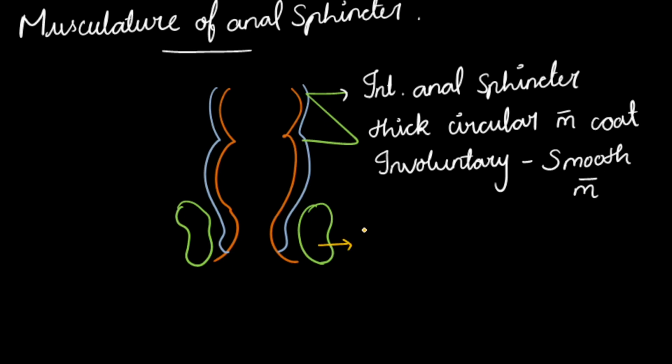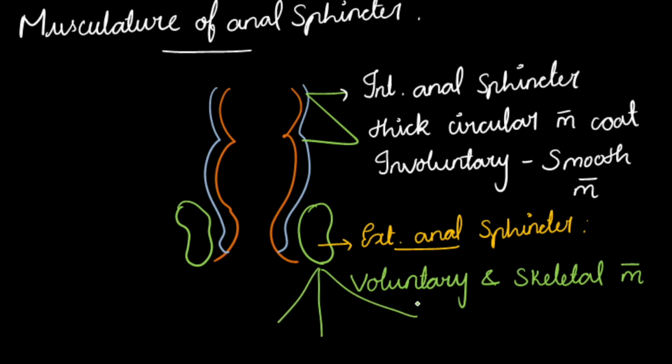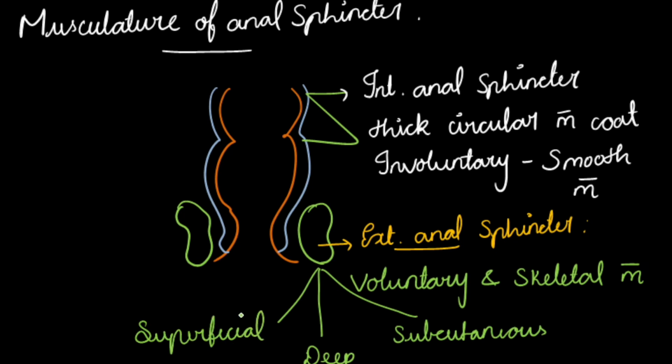Now regarding the external anal sphincter. This external anal sphincter is voluntary in nature and it is made of skeletal muscles. And this external anal sphincter has three different parts: one is subcutaneous, one is deep and another one is superficial. So this is all regarding the musculature of the anal sphincter. Regarding the stimulation and nerve supply, we will be seeing later.